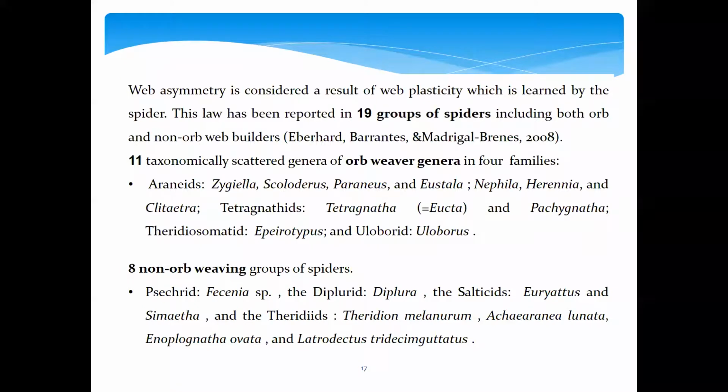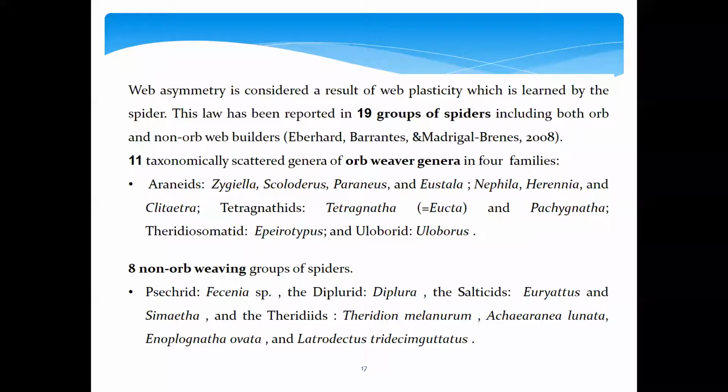So this web asymmetry is considered a result of web plasticity. Plasticity means it is not rigid, right? Plasticity is something where, depending upon the environmental conditions, a thing can be changed. So this web plasticity is learned by the spider, and this biogenetic law has already been reported in 19 groups of spiders, of which 11 are taxonomically scattered genera of orb-weaving spiders.